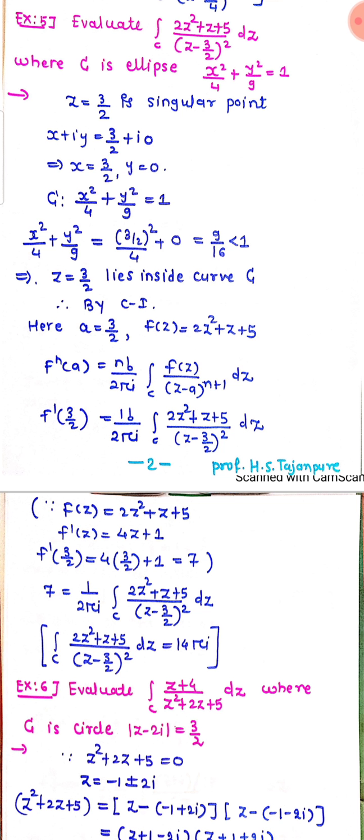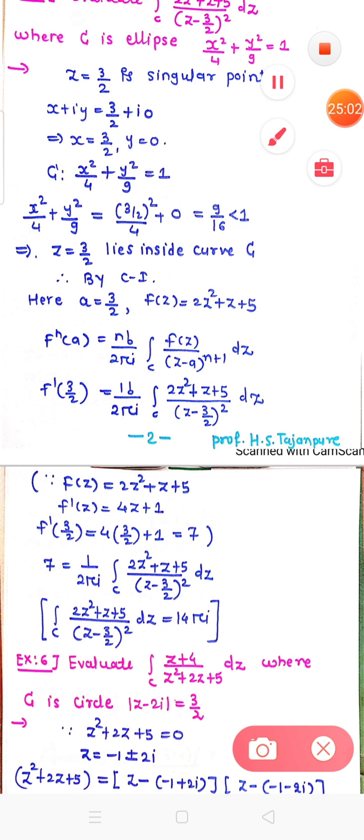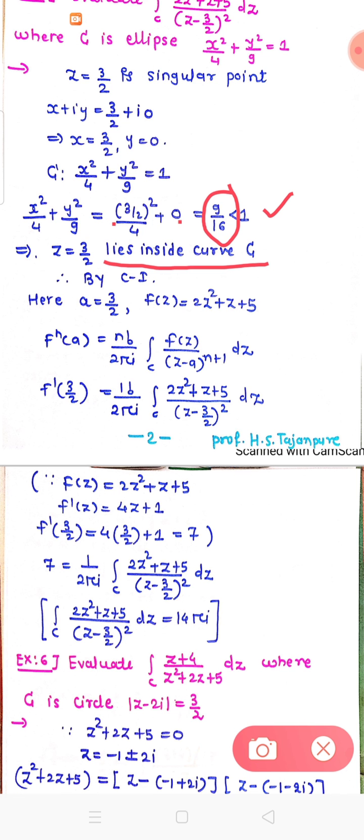Now see the curve: x²/4 + y²/9 = 1. In the left hand side of the curve, substitute the value of x and the value of y. When we substitute x as 3/2 and y as 0, it is 9/16, which is less than 1. So whenever this is the case, the point z = 3/2 lies inside the curve C.